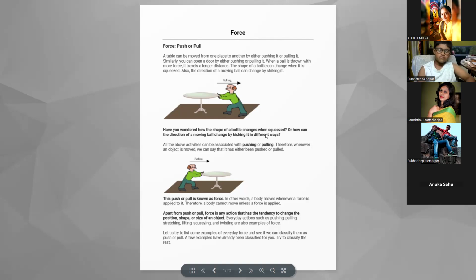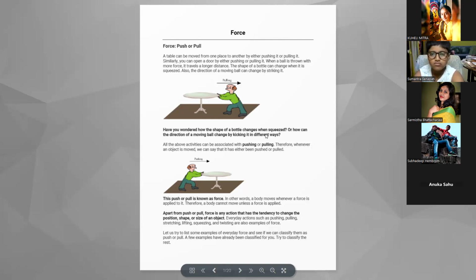So, Sumantra, can you tell me what you mean by force? I don't need the definition. Miss, force is an external agent that helps us to change the size or helps us to compress an object or push or pull an object.